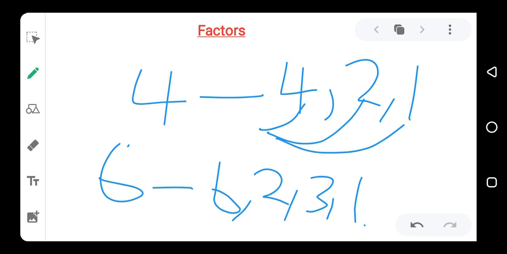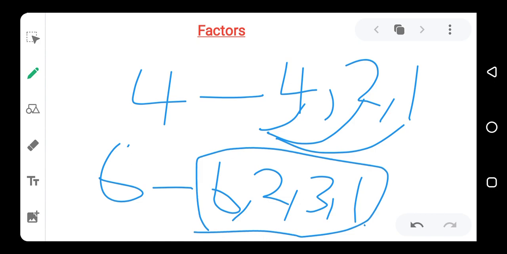So, these numbers are what can divide. These numbers can divide 6 without remainder.